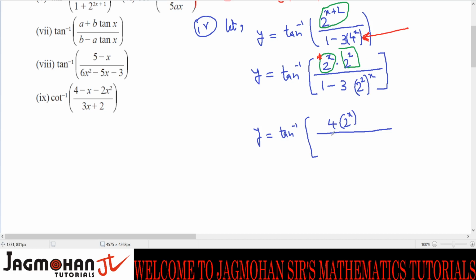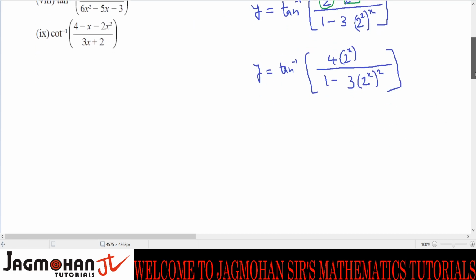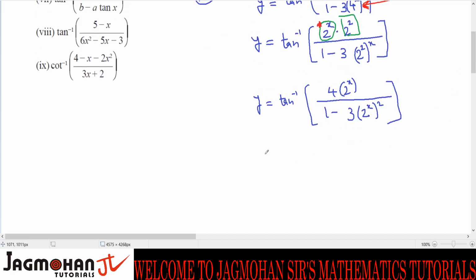In the next step I will write 1 minus 3 times, and as you all know these two powers can be interchanged, so it will become (2 raised to x) the whole square. So what do I get, students? Now I get y equals to tan inverse of 4 times 2 raised to x upon 1 minus 3 times (2 raised to x) square.